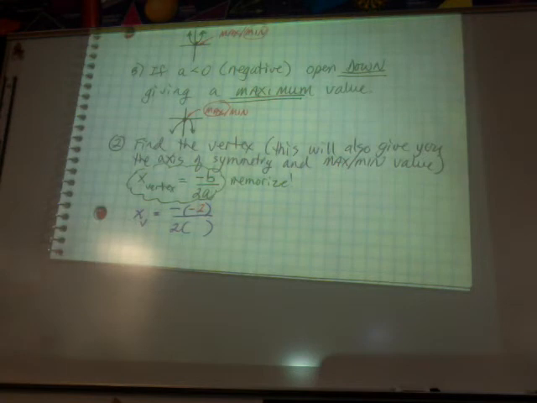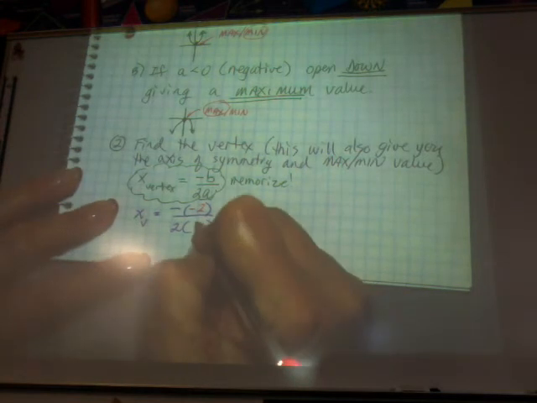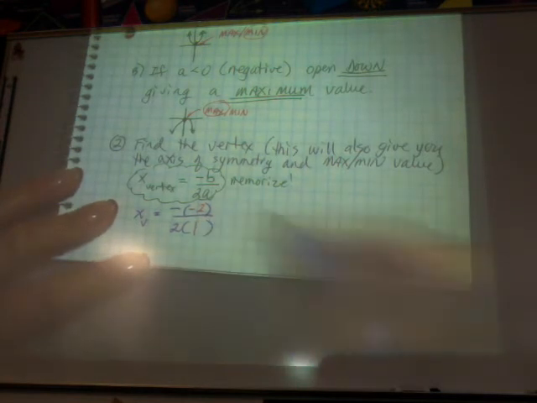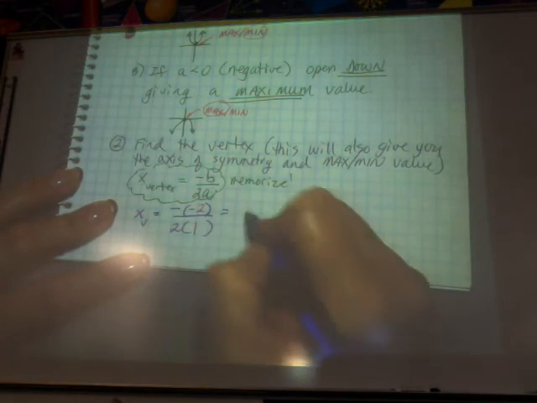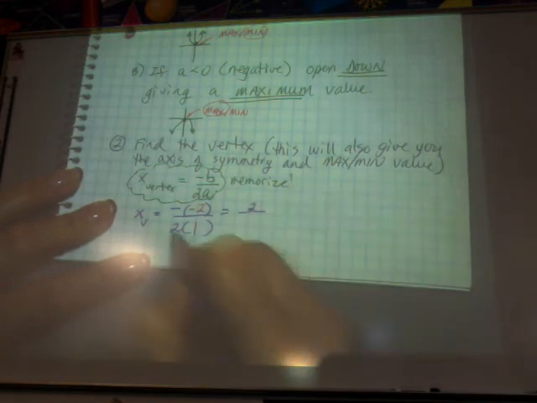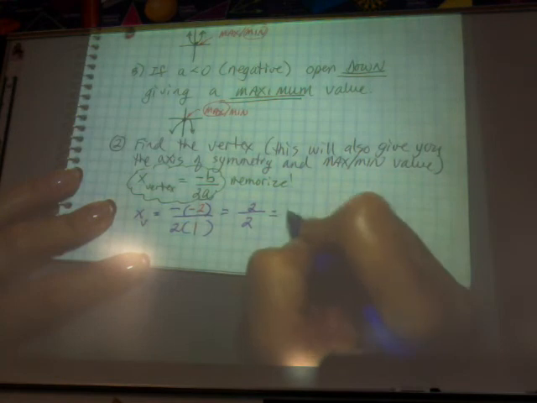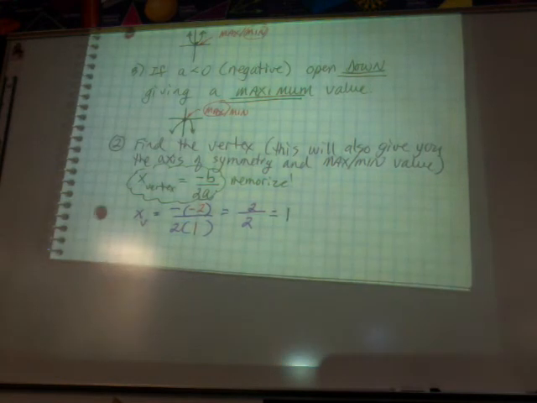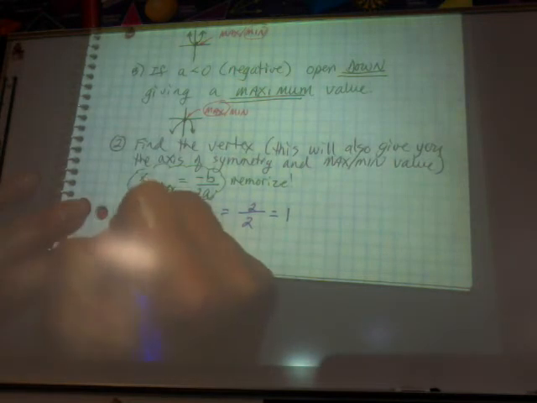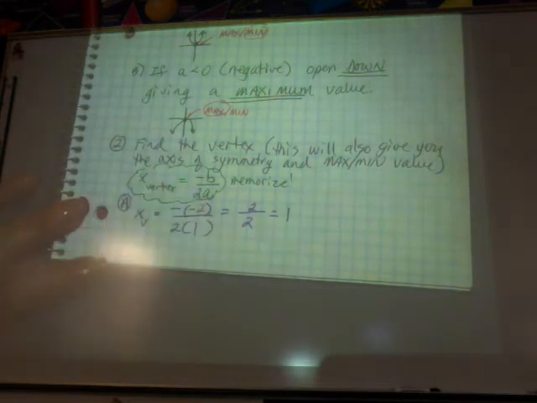Okay? And then what's the value for a? 1. So I get negative and negative gives me a +2 over 2 times 1 is 2. What's 2 divided by 2? 1. The x value of my vertex is +1. Then I'm going to find the y value. So this is step 1, or we'll call it step A for our purposes here.